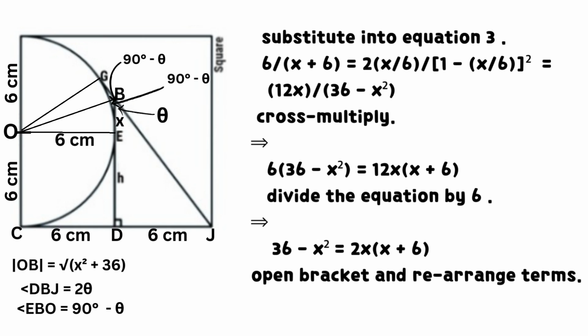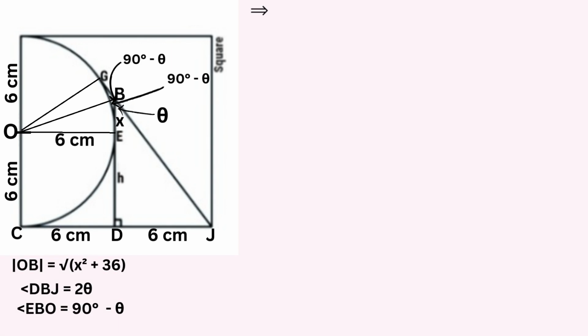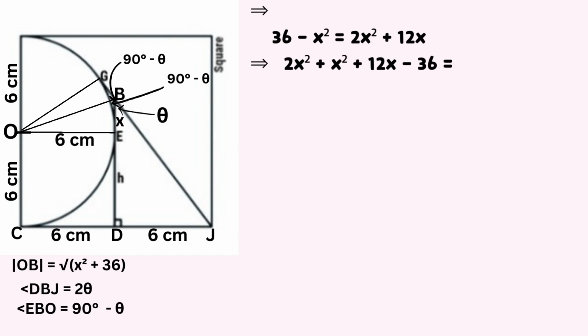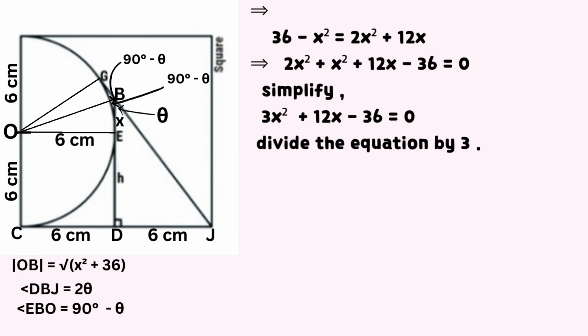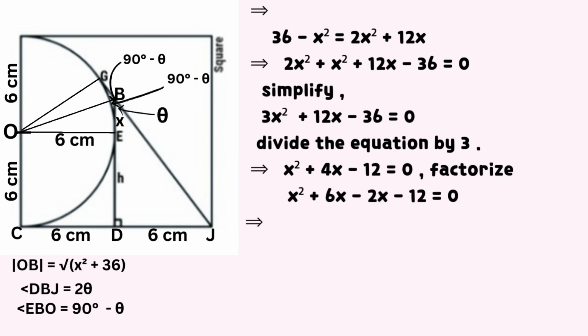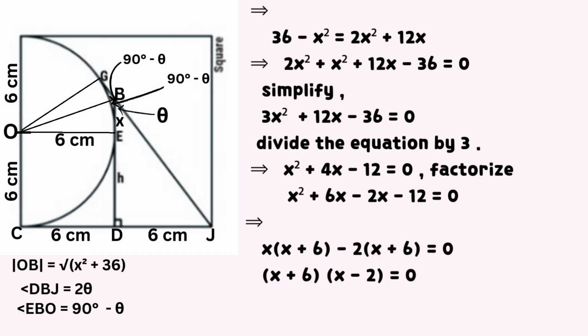Open bracket and rearrange terms. 36 minus the square of x equals the sum of 2 times the square of x and 12 times x. Rearrange terms to one side of the equation. Simplify and we have that the sum of 3 times the square of x and 12 times x minus 36 equals 0. Divide the equation by 3. We have that the sum of the square of x and 4 times x minus 12 equals 0.